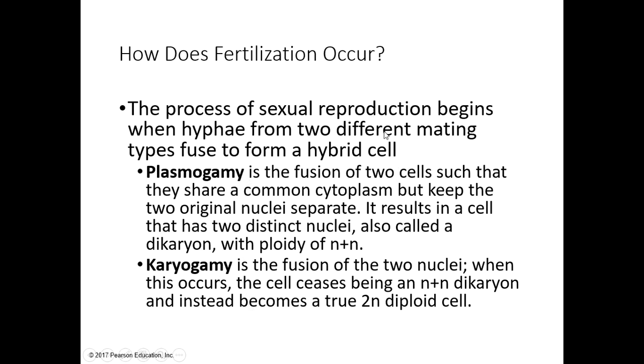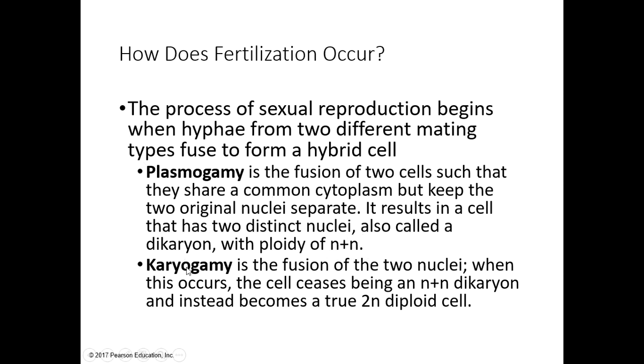So the process of sexual reproduction in fungi begins when the hyphae form two different mating types to form a hybrid cell. Okay. In plasmogamy, the cytoplasm from different cells fuse, and the nuclei actually remain independent. Okay, so in this case, you have one cell that's got two nuclei. It's called a dikaryon, and we say that its ploidy is n plus n. So it's not haploid, it's not diploid, it's a whole other thing. It's one cell hooked together with two nuclei.